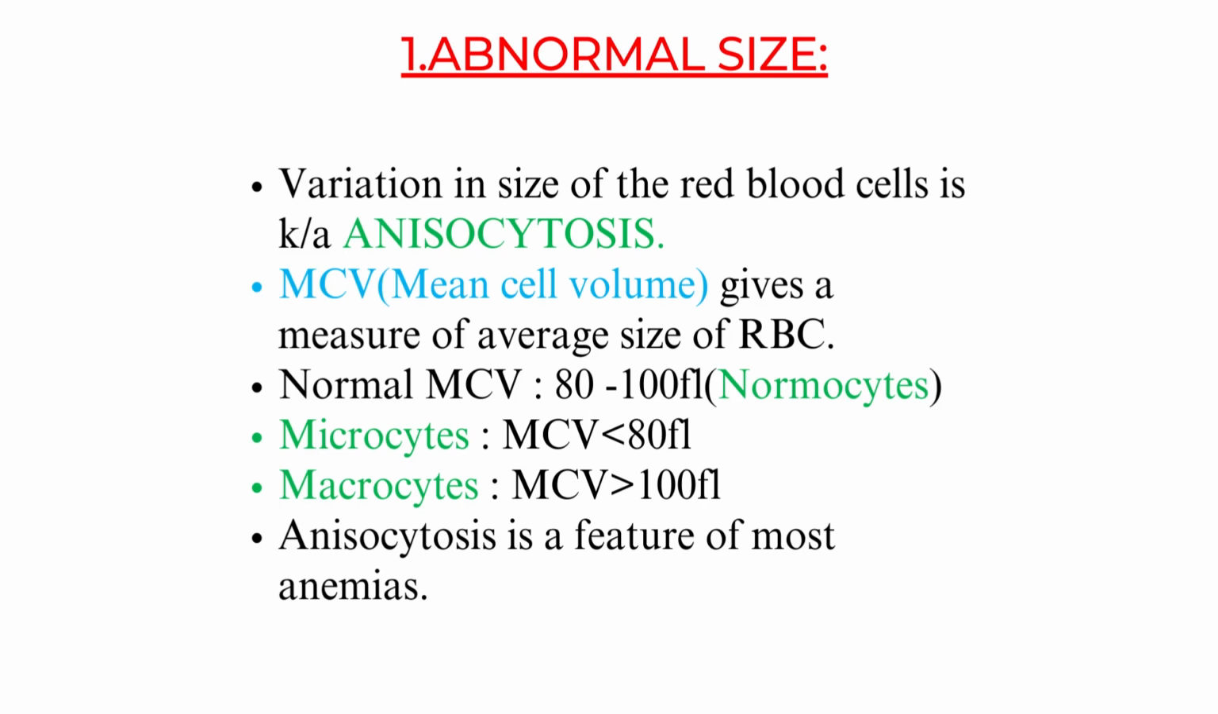And anisocytosis is a feature of most anemias. And again, anytime you are giving any type of anemia, microcytic, macrocytic, dimorphic, etc., or even normocytic, you have to first make a slide and then give the GBP.